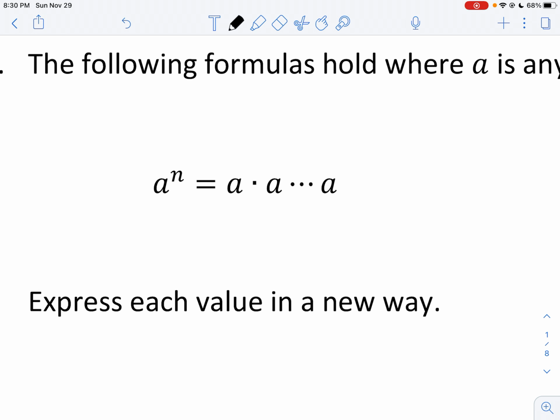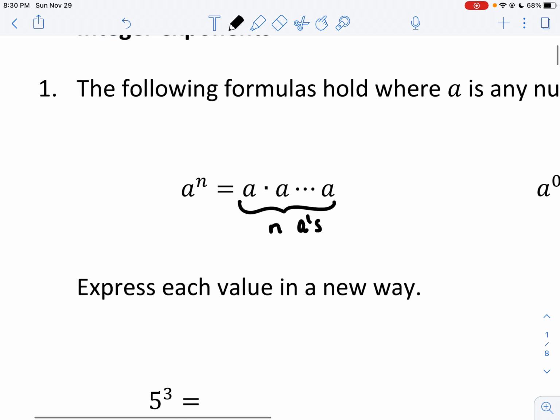So when you have a raised to a power, remember that we call the a the base and the n the power or the exponent. And when you have a raised to the n, it means to multiply a with itself n times. So there's a total of n a's in this list being multiplied. So like a cubed would be a times a times a. You'd multiply 3 copies of a.